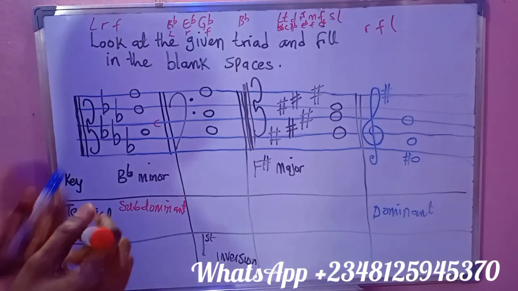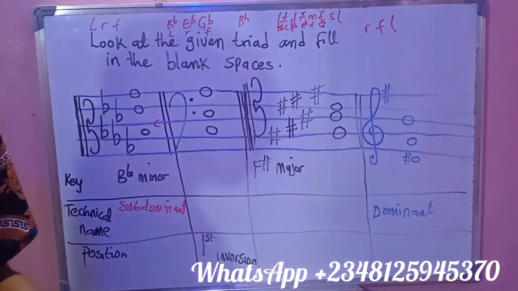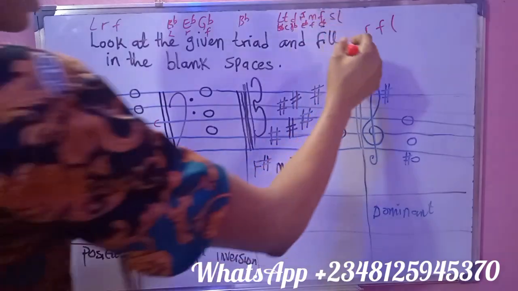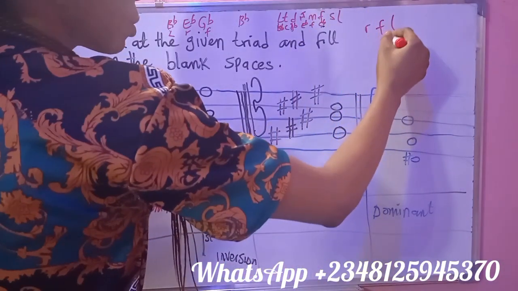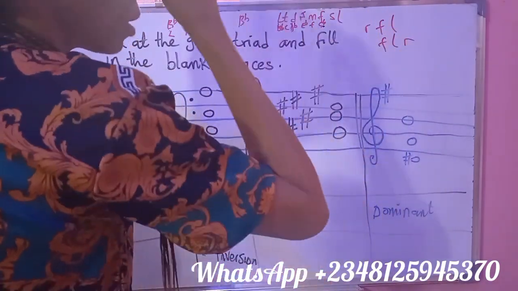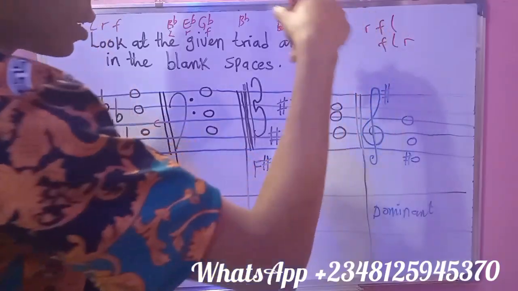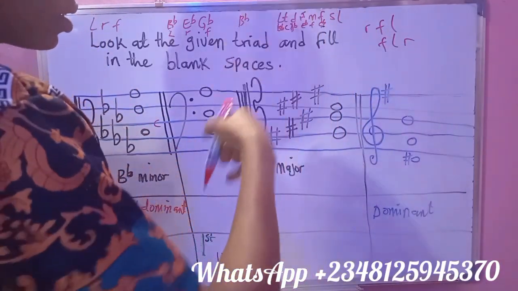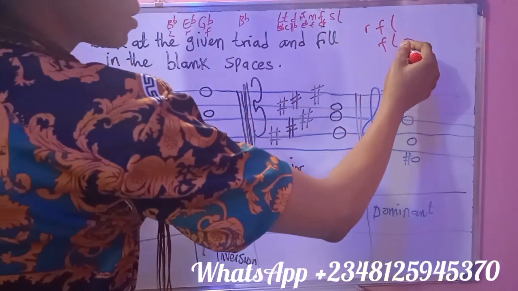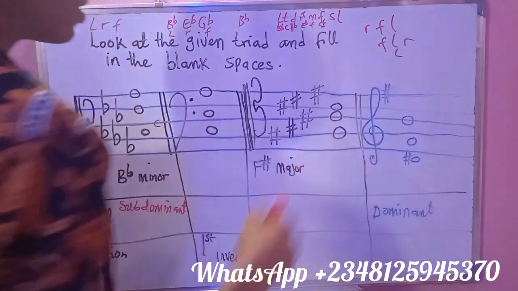And what's the position? Is it in the root position, the first or the second inversion? Let's find out. If it's a root position, it will be Re, Fa, La. If it's first inversion, it will be Fa, La, Re, with the Fa on the bass, the lowest note. And if it is the second inversion, it will have La as the lowest note.